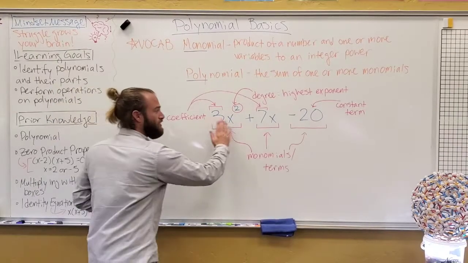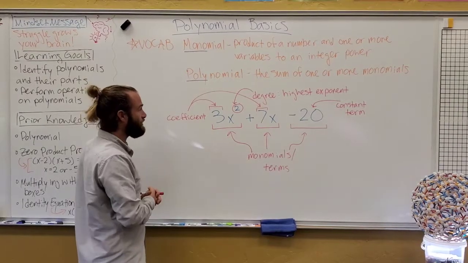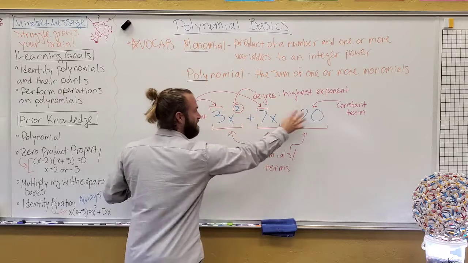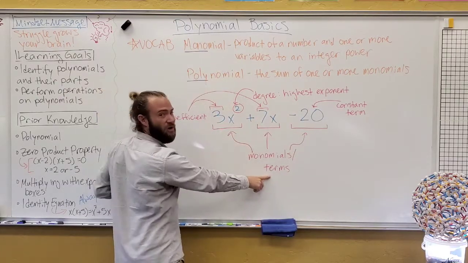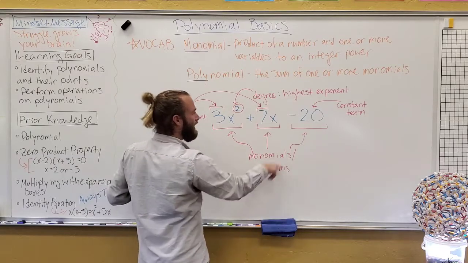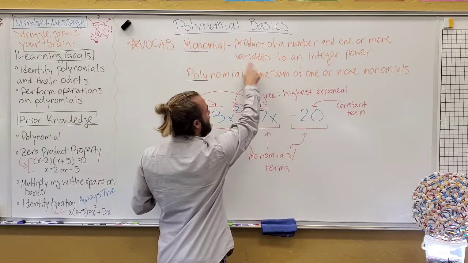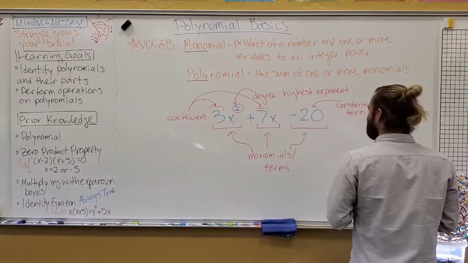So here's a quadratic expression, and we should be pretty familiar with these at this point. We know that this has the sum of different parts. Now, each of those parts is a monomial, but we also call it a term. And technically, this one here doesn't have a product of any variables with it. And you can think about it like this.